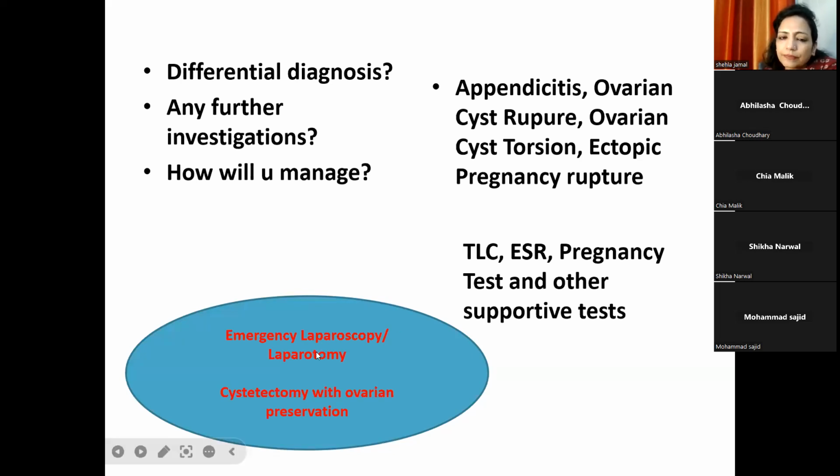So in this case, emergency laparoscopy or laparotomy, what should be preferred? I would like to have an answer for this. In a case with suspected torsion of ovarian cyst, what should be the ideal management protocol, going for a minimal invasive approach or an open one?